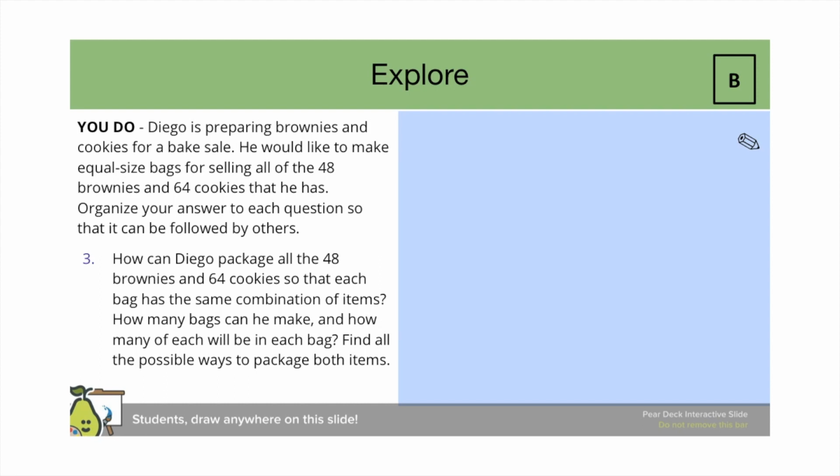that each bag has the same combination of items? How many bags can he make, and how many of each will be in each bag? Find all the possible ways to package both items. It's highly suggested that to support students with disabilities, you give them processing time and that you read the problem aloud for them. Students who both listen to and read the information will benefit from the extra processing time that you've given them. You should provide manipulatives to aid students who benefit from that hands-on activity.